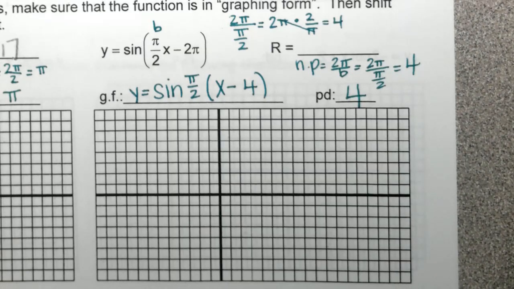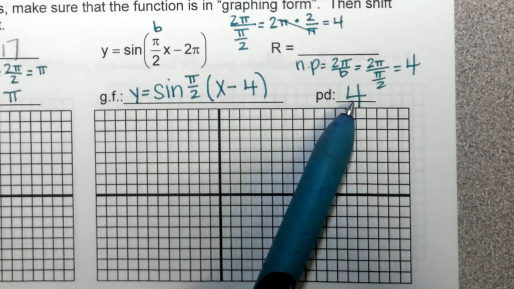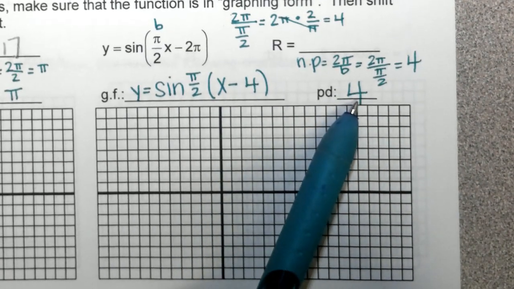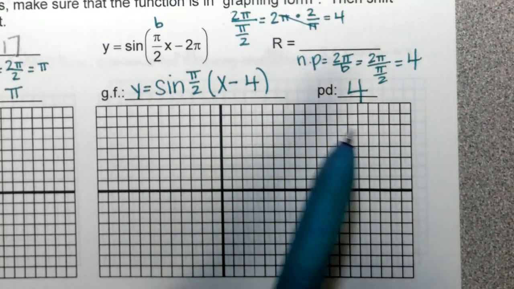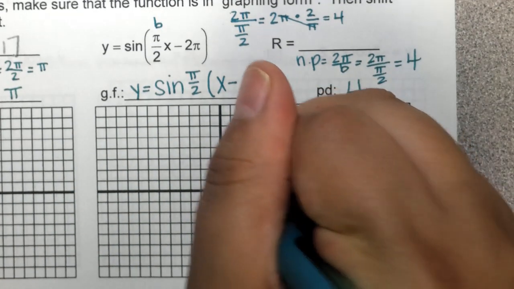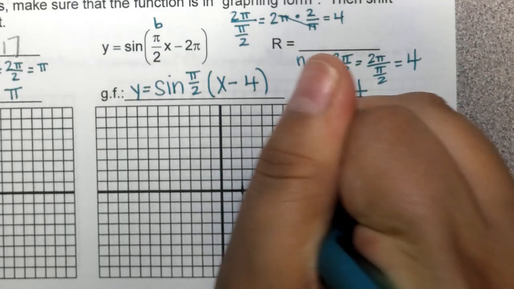Do we match the x and y axis? Yes. Why would we do that? Because look at this period right here. Does this have a pi in it? No. When my period has no pi, I am going to match my x and y axis.